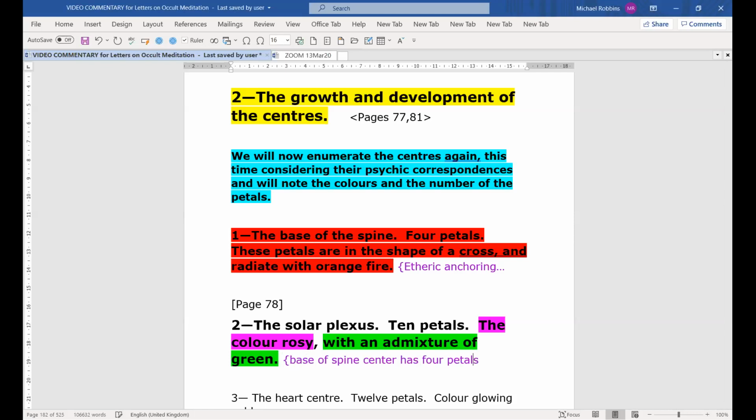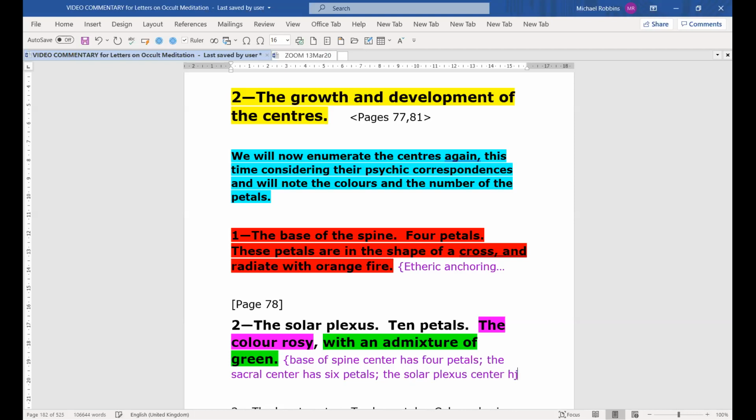Has 4 petals. The sacral center has 6 petals. I used to think it was 8, but that is reserved for a different center, which is rather maybe esoteric. And it seems to be a super diaphragmatic center above the diaphragm. And the solar plexus center has 10 petals.